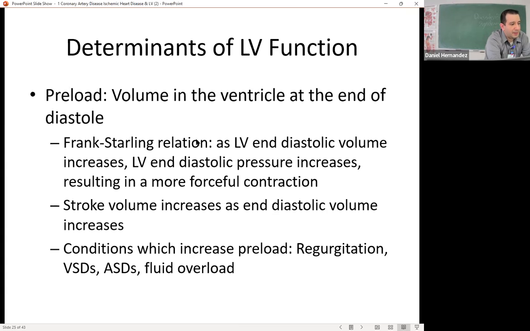Just remember back to your Frank-Starling relationship. The greater that LV fills, the stronger the force of that contraction. As LV end diastolic pressures increase, this results in a more forceful contraction. That increased volume is going to increase pressures, and that's going to lead to a more forceful contraction. Stroke volume increases, so the amount of blood being ejected increases as end diastolic volume increases.